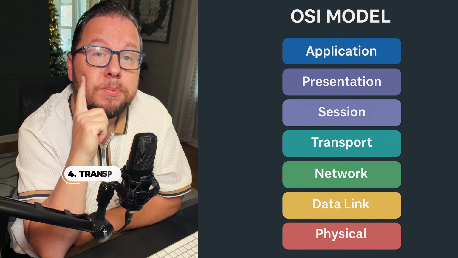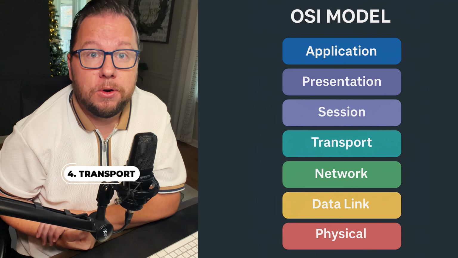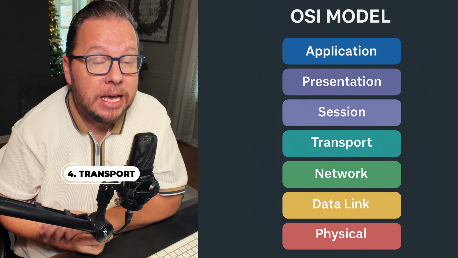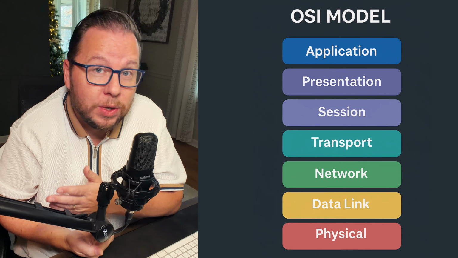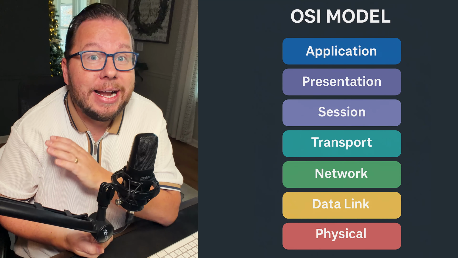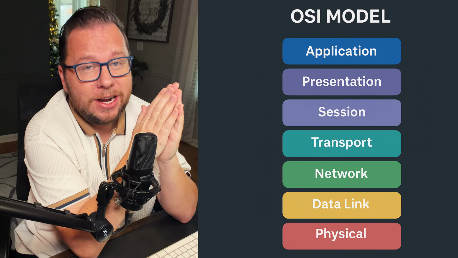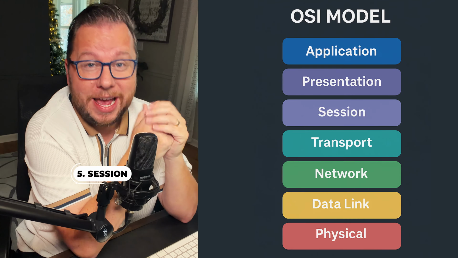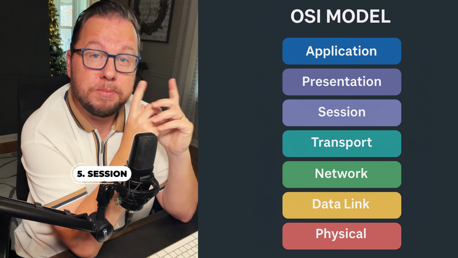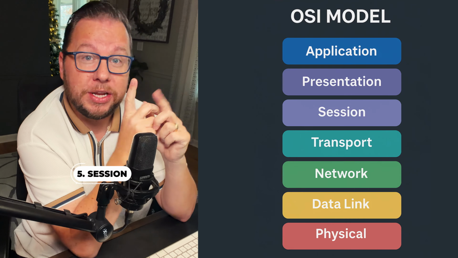Fourth, you have the transport layer, and this layer uses ports and protocols like TCP and UDP to move data reliably or quickly, depending on what's needed. And data is called segments for TCP and datagrams for UDP. The fifth layer is the session layer, and this creates, manages, and closes sessions between your devices. You should think of this as the traffic controller, keeping conversations organized.